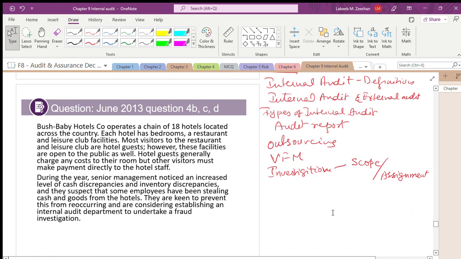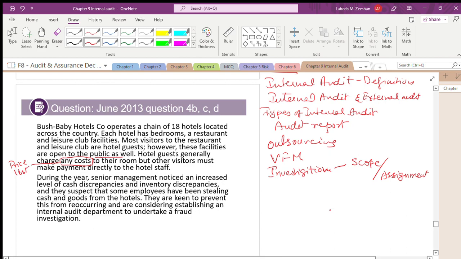Baby Bush Hotels operate a chain of 18 hotels located across the country. Each hotel has bedrooms, a restaurant and a leisure club. Most visitors to the restaurant are leisure club or hotel guests. However, these facilities are open to the public. Hotel guests are generally not charged directly; you have the price list, that's very simple, and the cost is added to their room.